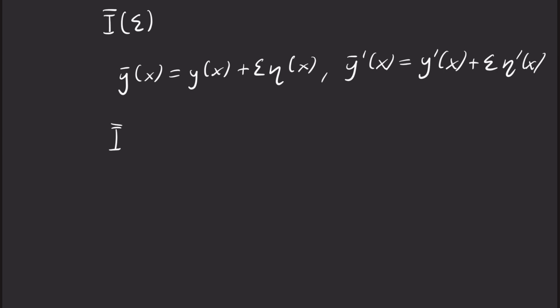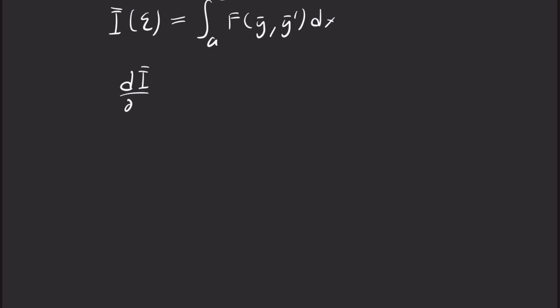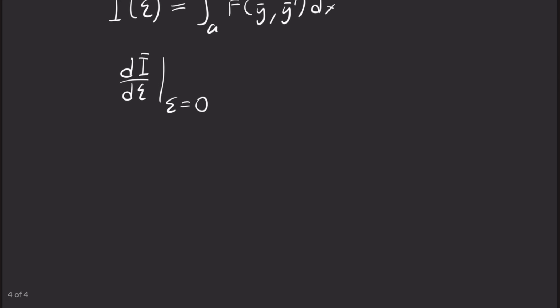So now I'll have this I bar of epsilon, which is equal to the integral from a to b of f of y bar comma y bar prime dx. And the idea is that I'm just going to be taking the derivative of this function with respect to epsilon at epsilon equal to 0 and setting that equal to 0.